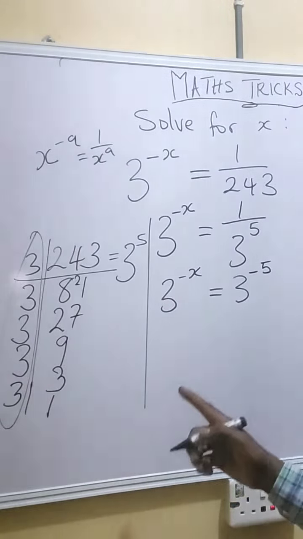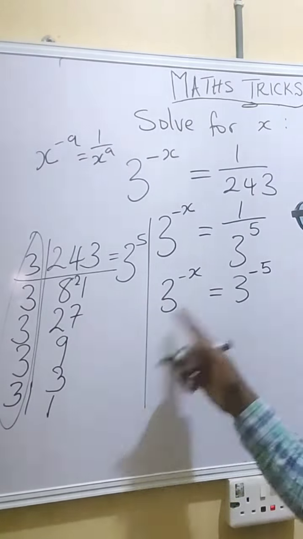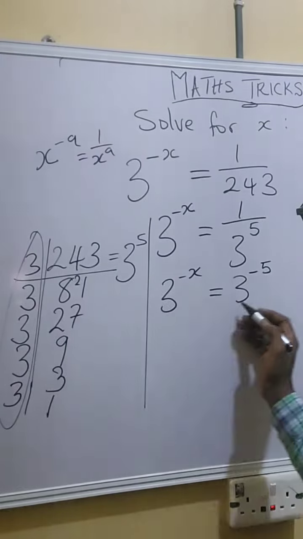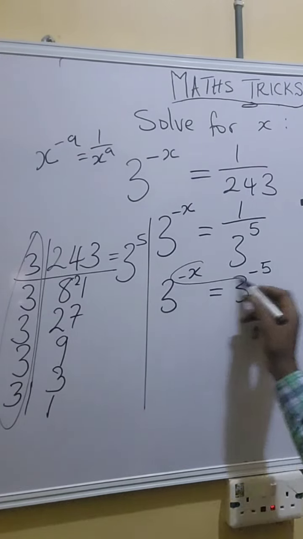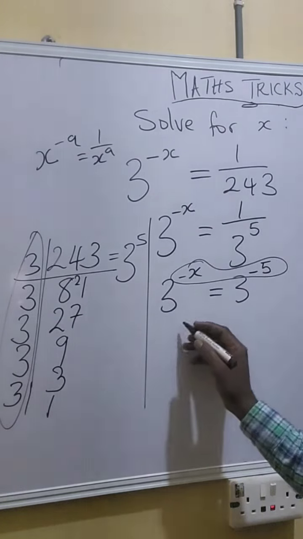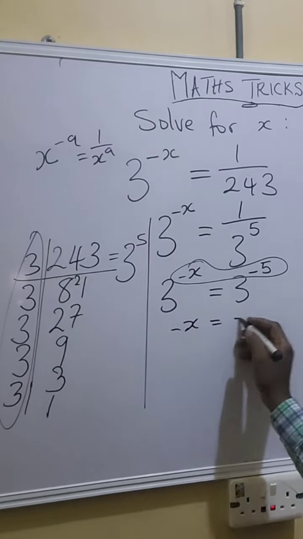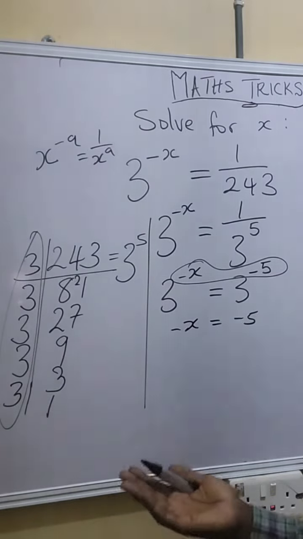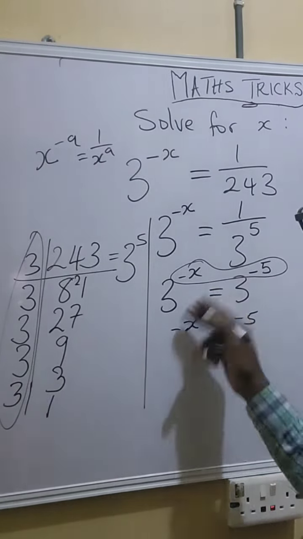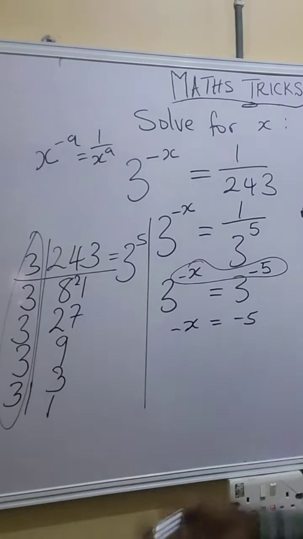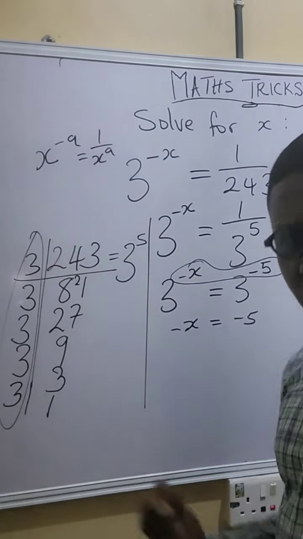And if you look at it, like I always say, do not say 3 cancel 3. Just say that if these bases are equal and the whole thing is equal, then their powers cannot be different. So the powers are also equal, meaning minus x is equal to minus 5. Depending on where you want to solve this, some will say minus cancel minus, which is correct. Some will say I will divide both sides by minus 1, which is still correct.